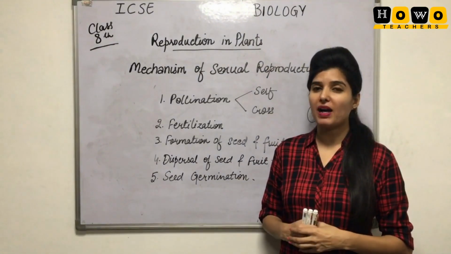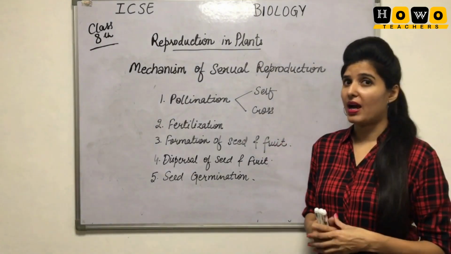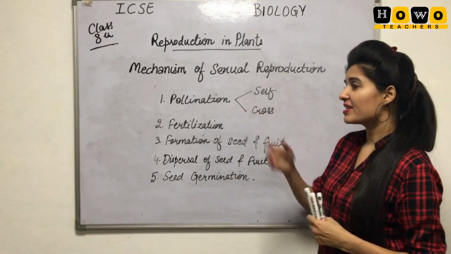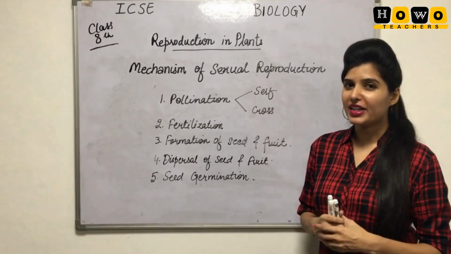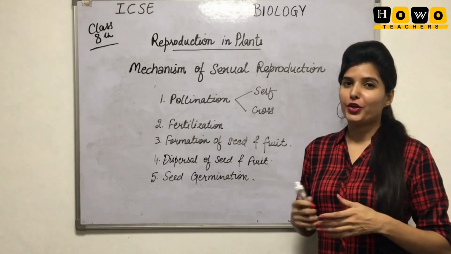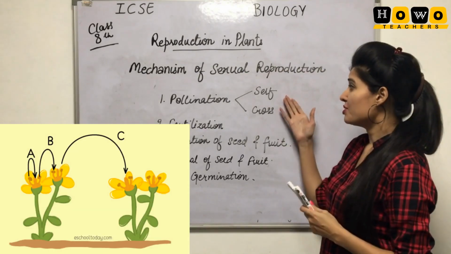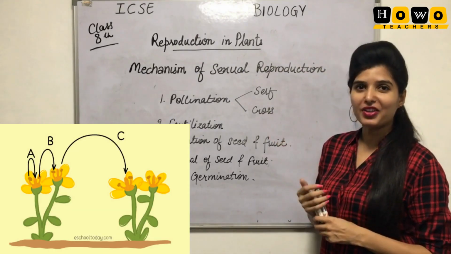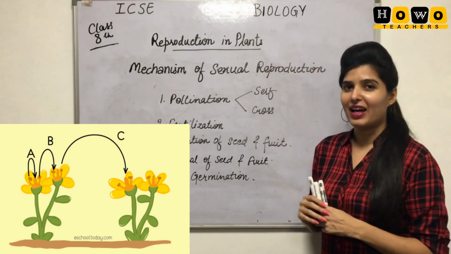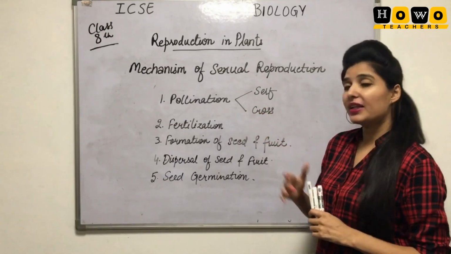And the next part is the mechanism of sexual reproduction in plants. There are 5 parts of this topic. First is pollination. Pollination is defined as the transfer of male gamete towards the female gamete. It can further be divided into self-pollination and cross-pollination. Both the topics completely are in our syllabus. So next I will be explaining you this. Fertilization.